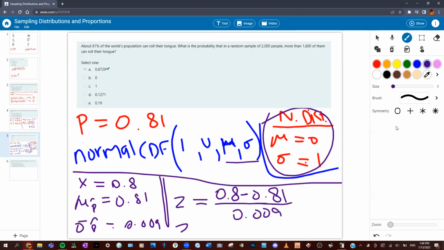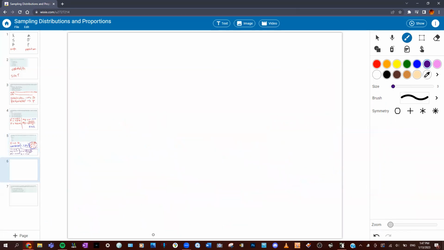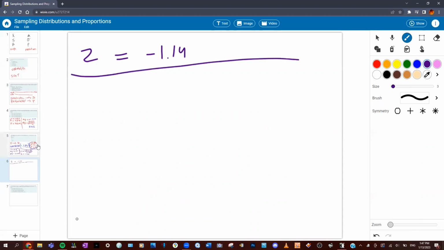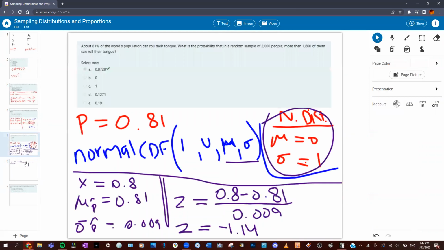And the z-score is negative 1.14. I'm just going to have to finish the work on a different thing, okay? So we just figured out that the z-score is negative 1.14. Now, remember, what are we trying to do in the first place? We're trying to find the probability.